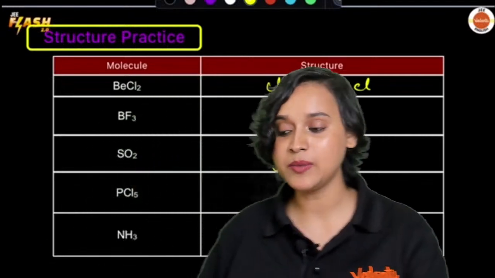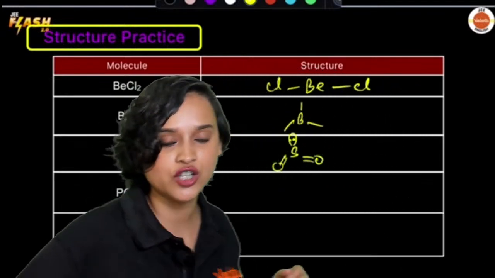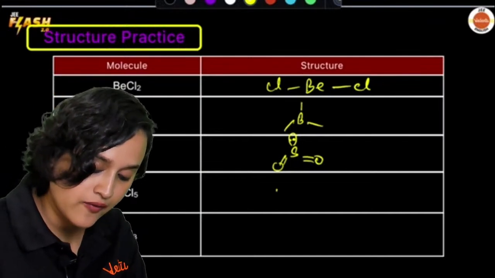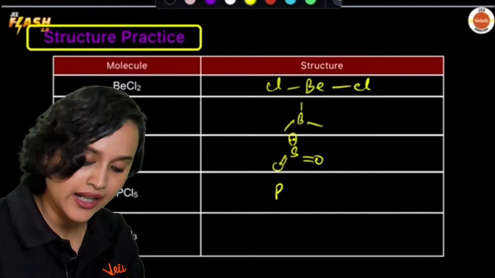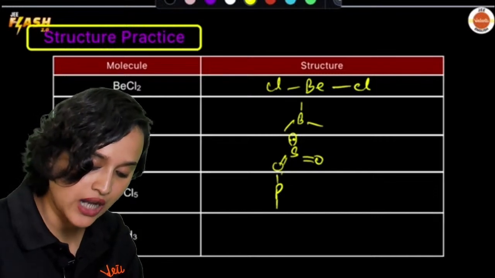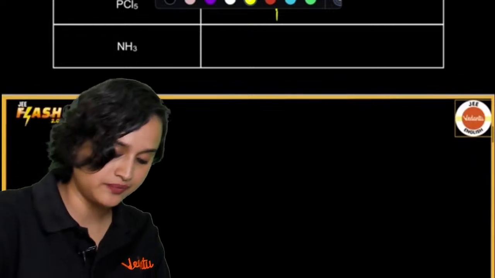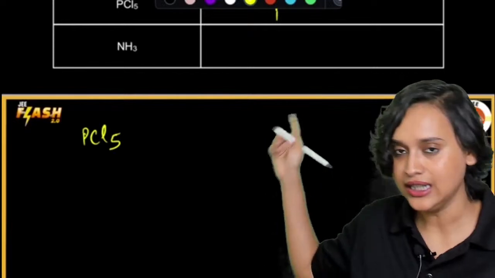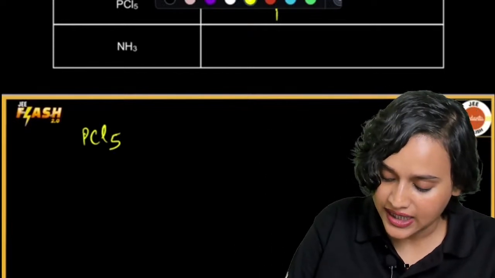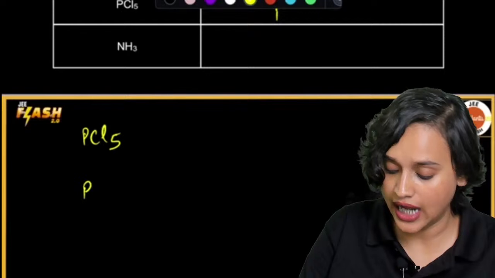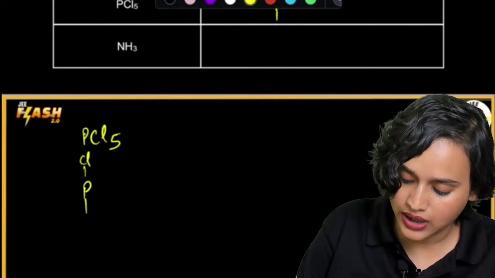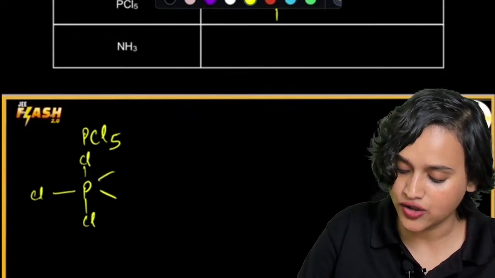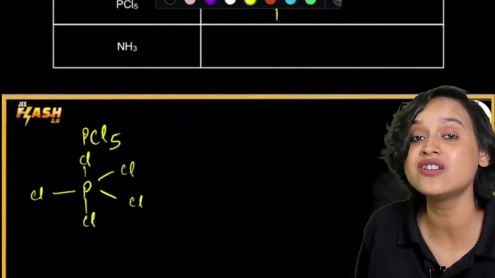For PCl5, somebody was asking me. Let's do it for PCl5. For PCl5, you will have P here as the central atom. At the axial positions, you will have a Cl and a Cl. And this is called the equatorial position. So at the equatorial position, you will have 3 Cl.